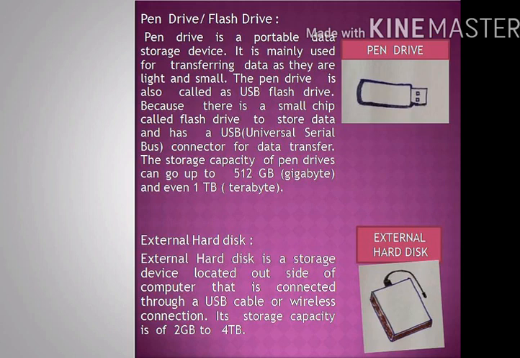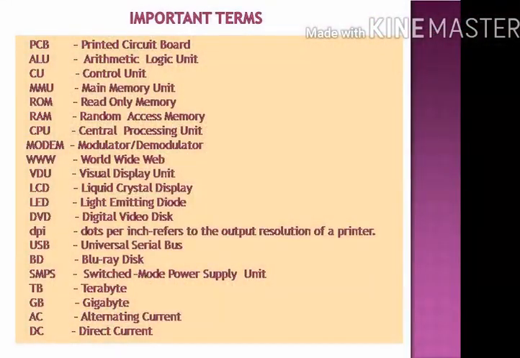in short TB. Next is about external hard disk. External hard disk is a storage device located outside of computer that is connected through a USB cable or wireless connection. Its storage capacity is 2 GB to 4 TB. The next slide is about some important terms.